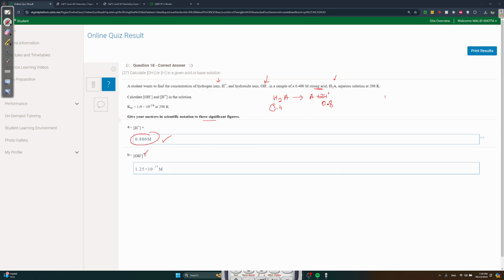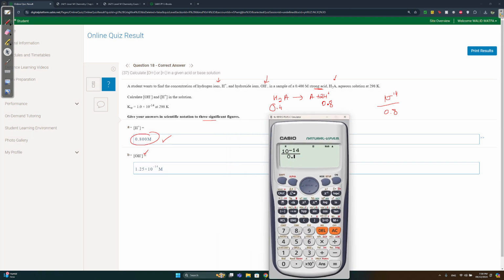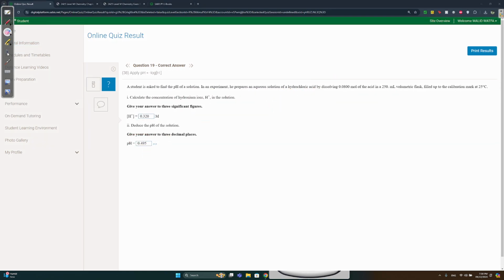OH, how do you find it? You always divide 10 to the minus 14 by what you have. Let's see here. It gives 1.25 times 10 to the minus 14.